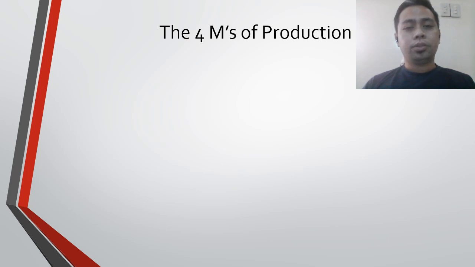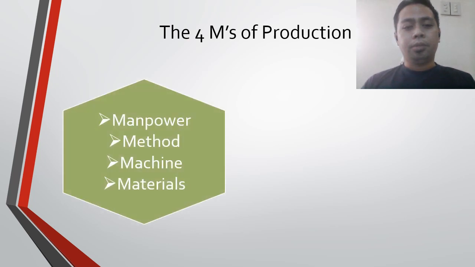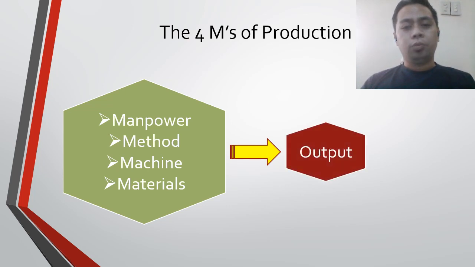Okay, the most serious issues in the whole production system are the inputs and the transformation process. Their quality determines the quality of the output. So the factors involved in the input and the production process are usually referred to as the 4M's of production, namely the manpower, the method, the machine, and the materials. So with the combination of these four, you will have your output.